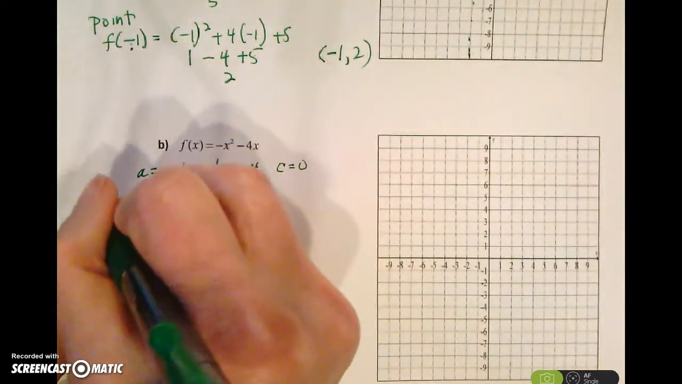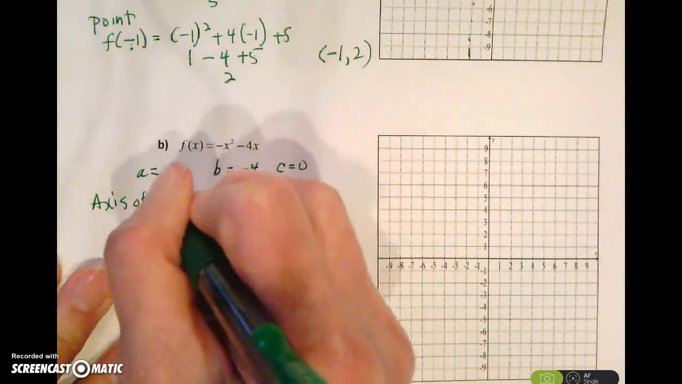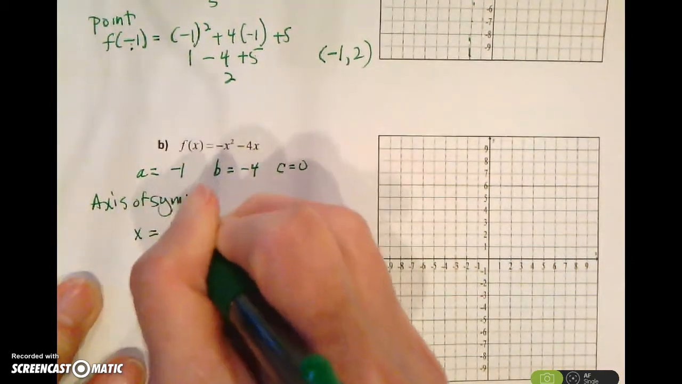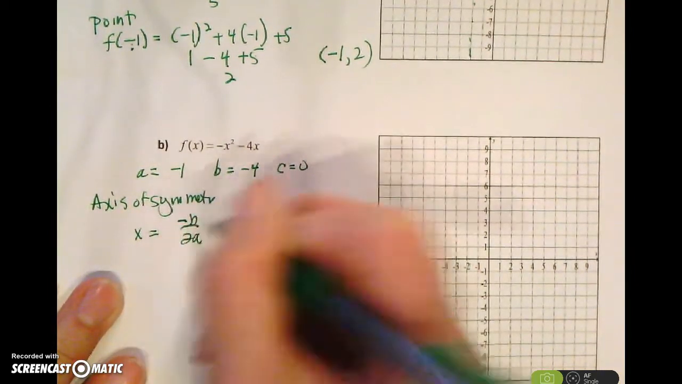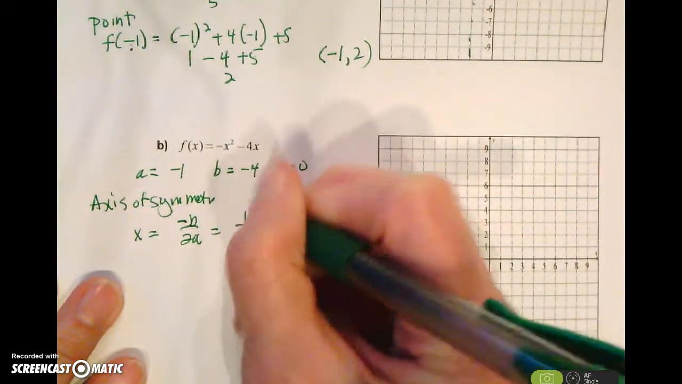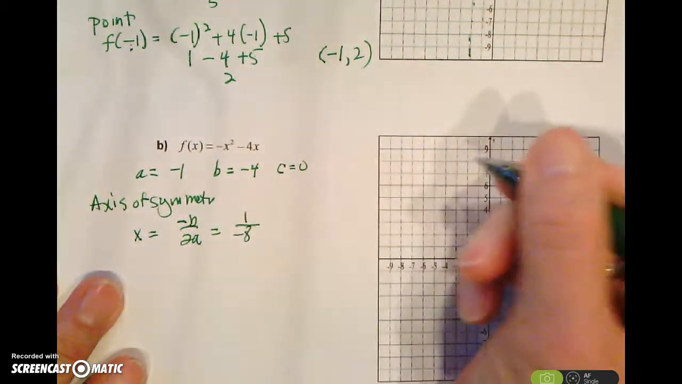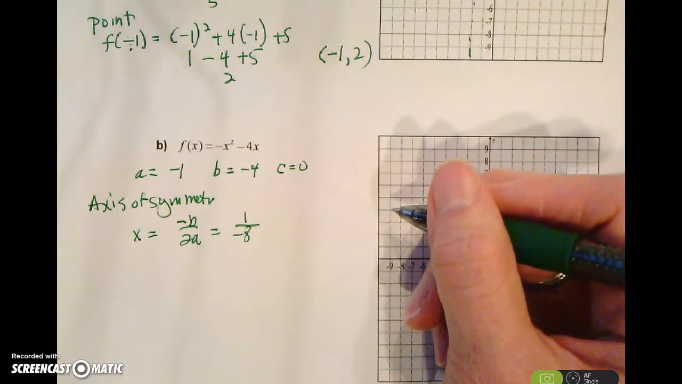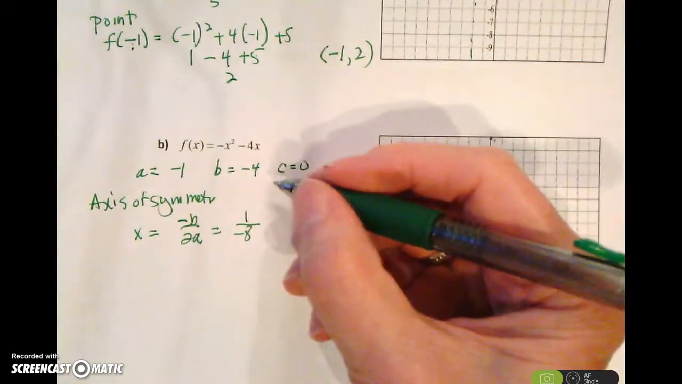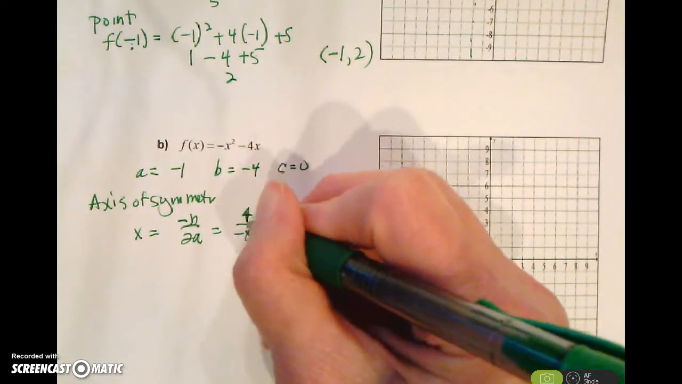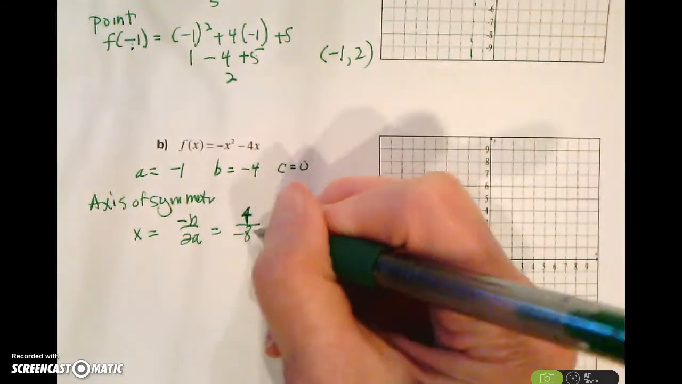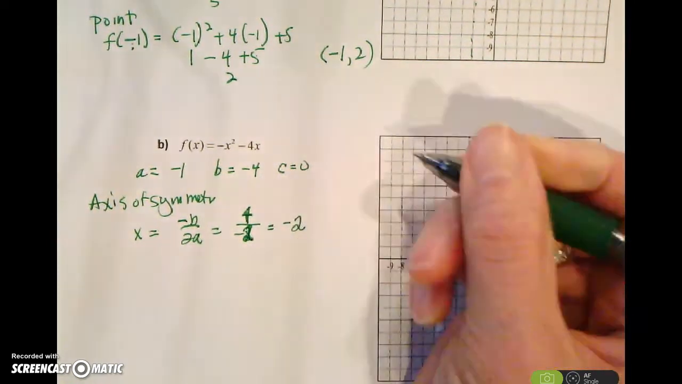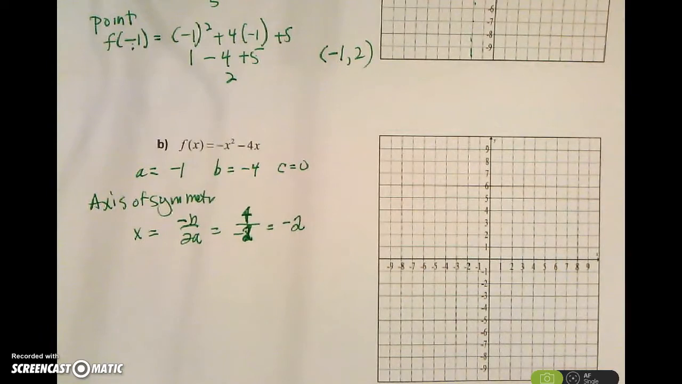All right, so our axis of symmetry is going to be x is equal to the opposite of b over 2a. So the opposite of b will be positive 1 over 2 times negative 4 is negative 8. So I get negative 1, 8. Did I do that wrong? I did, didn't I? So let's do the opposite of b, which gives us a positive 4 over 2 times negative 1, which is negative 2. And that's going to give us negative 2 for the axis of symmetry.